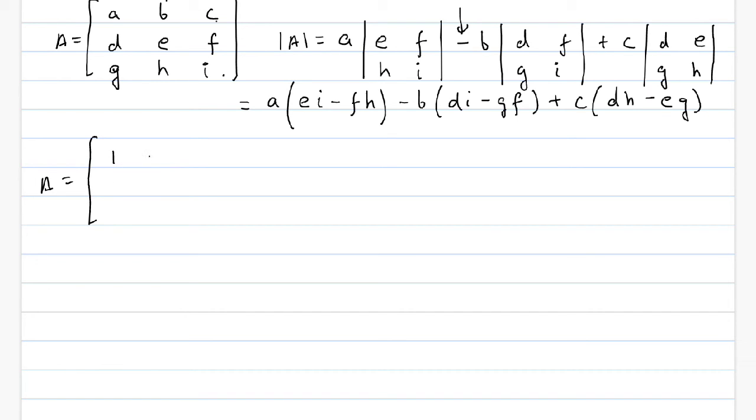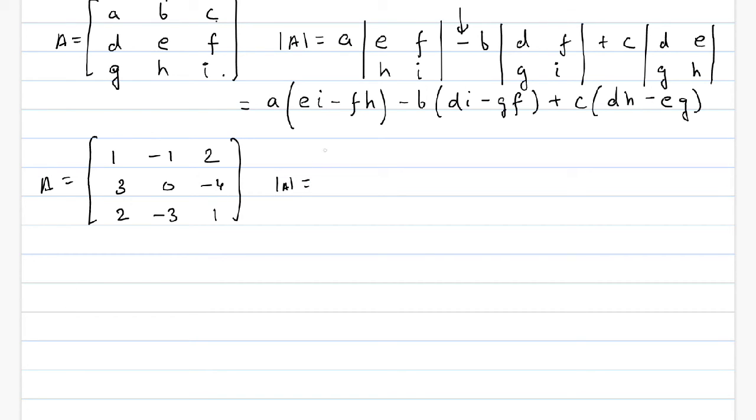So if I want to find the determinant of A, where my A is 1, minus 1, 2; 3, 0, minus 4; and 2, minus 3 and 1. So this becomes my A if I need to find mod of A.